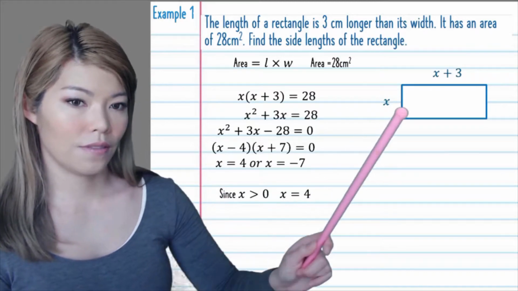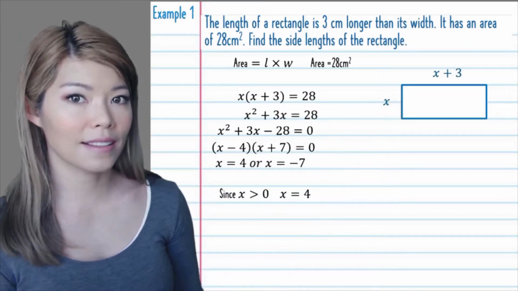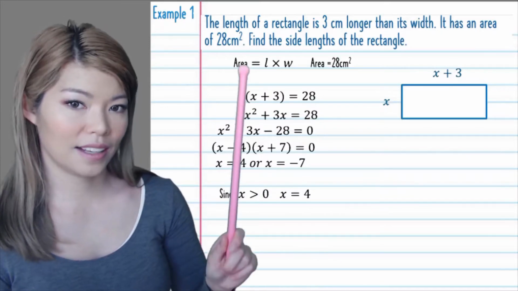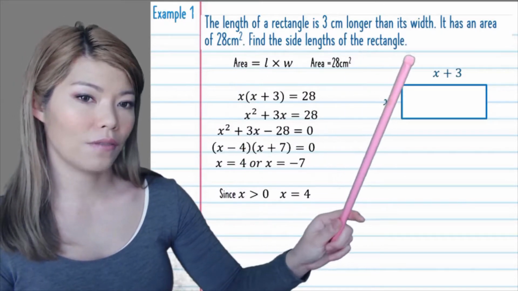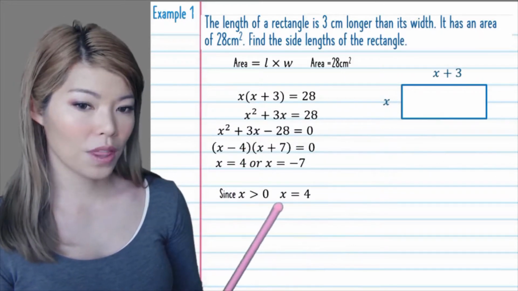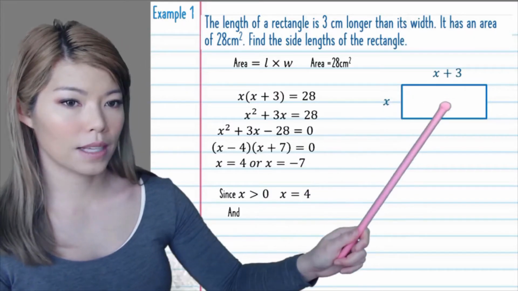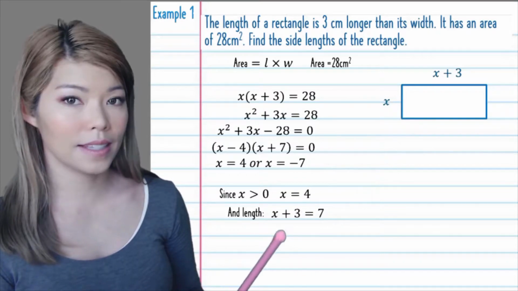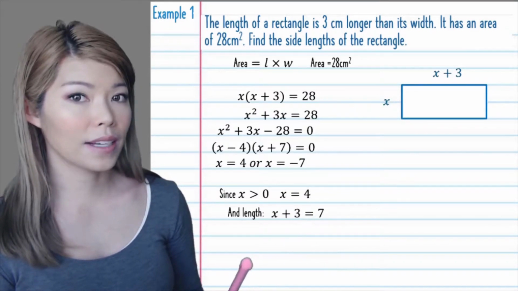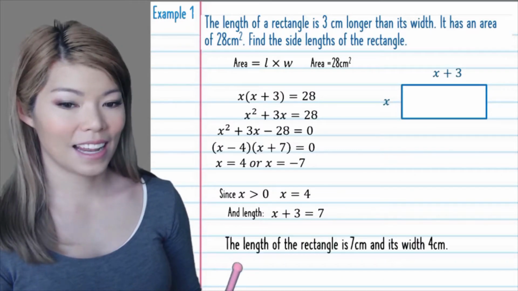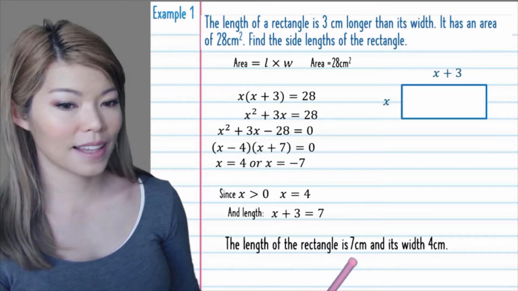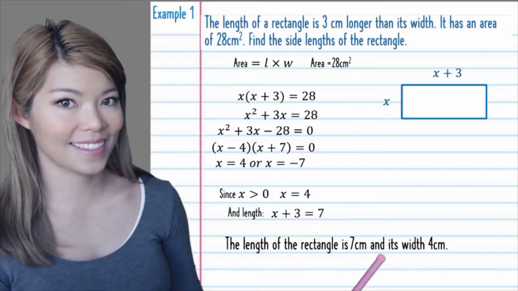And so if x is equal to 4, have we answered the question? Let's double check. It says, find the side lengths of the rectangle. Now the width is 4, we still have to find what the length is. So sub that in, 4 plus 3, it's equal to 7. And now we write our answer in a full sentence. The length of the rectangle is 7 centimeters and its width is 4 centimeters.